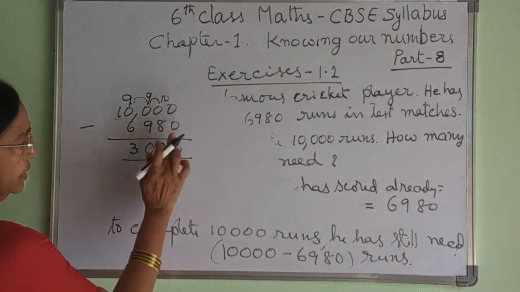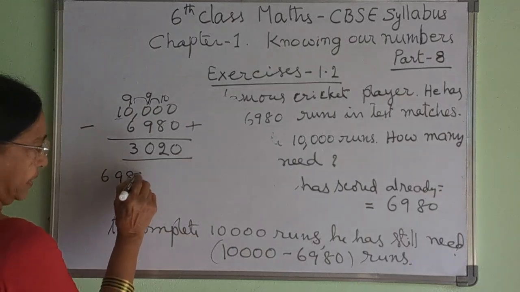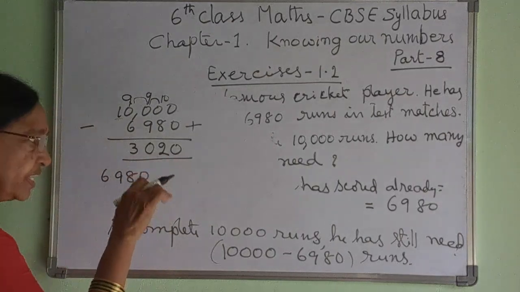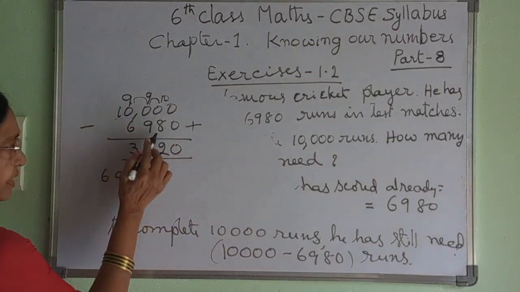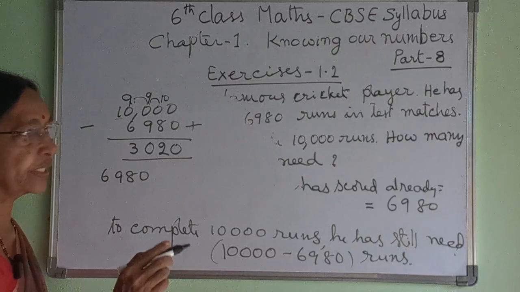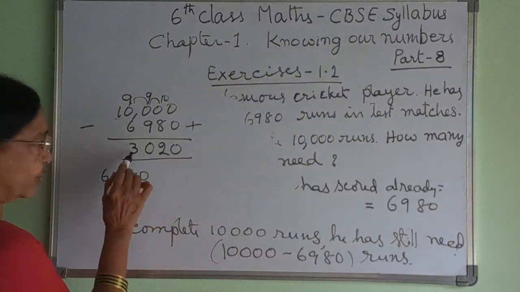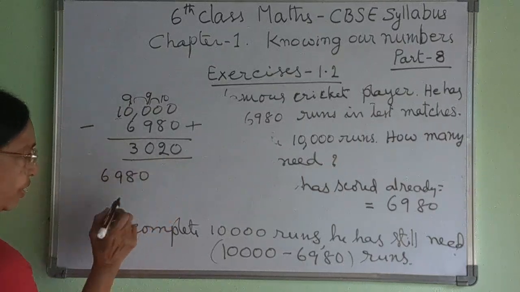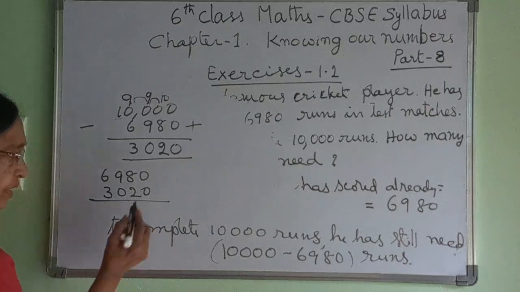We will see that the sum of the runs he had already scored and the runs he has to score must be equal to 10,000. So 6,980 are the runs scored already, and the runs required to complete 10,000 is 3020. We got it. So let us verify whether the sum is equal to 10,000.